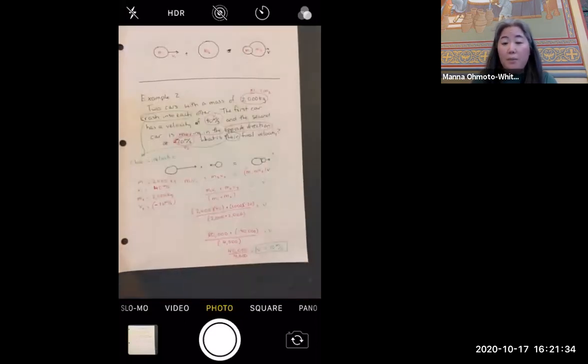Here's another example. Two cars with a mass of 2,000 kilograms both have that mass and crash into each other. The first car has a velocity of 40 meters per second, and the second car is moving in the opposite direction with a velocity of 20 meters per second. What is their final velocity? They crash into each other, so the clue in their final velocity is that it's an inelastic collision.